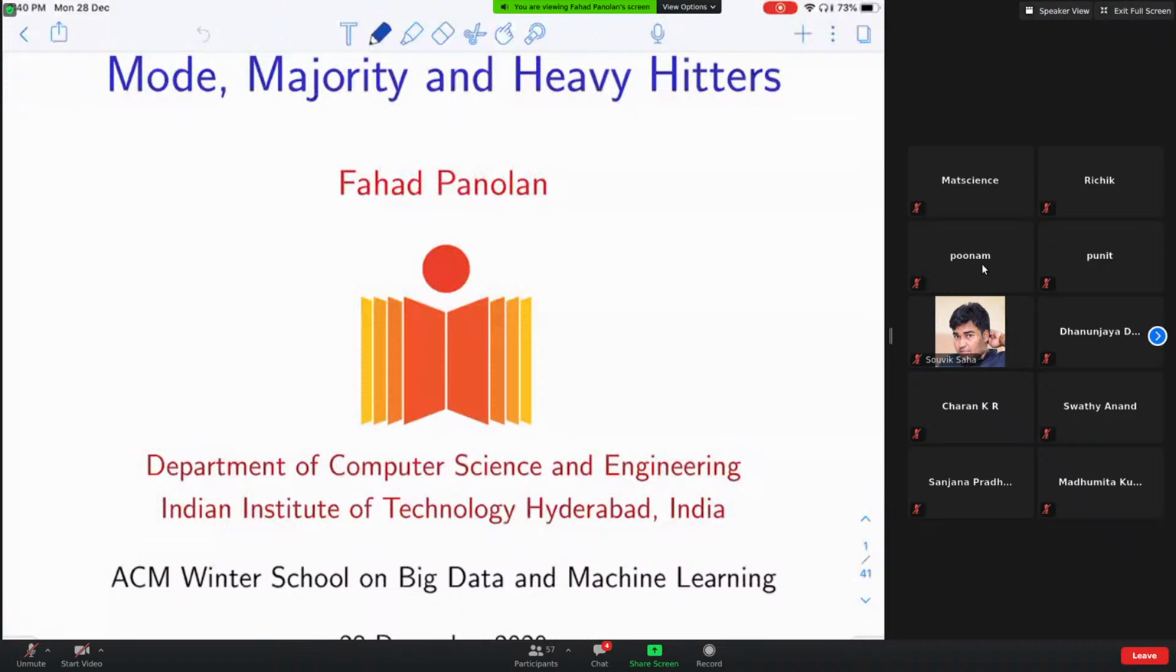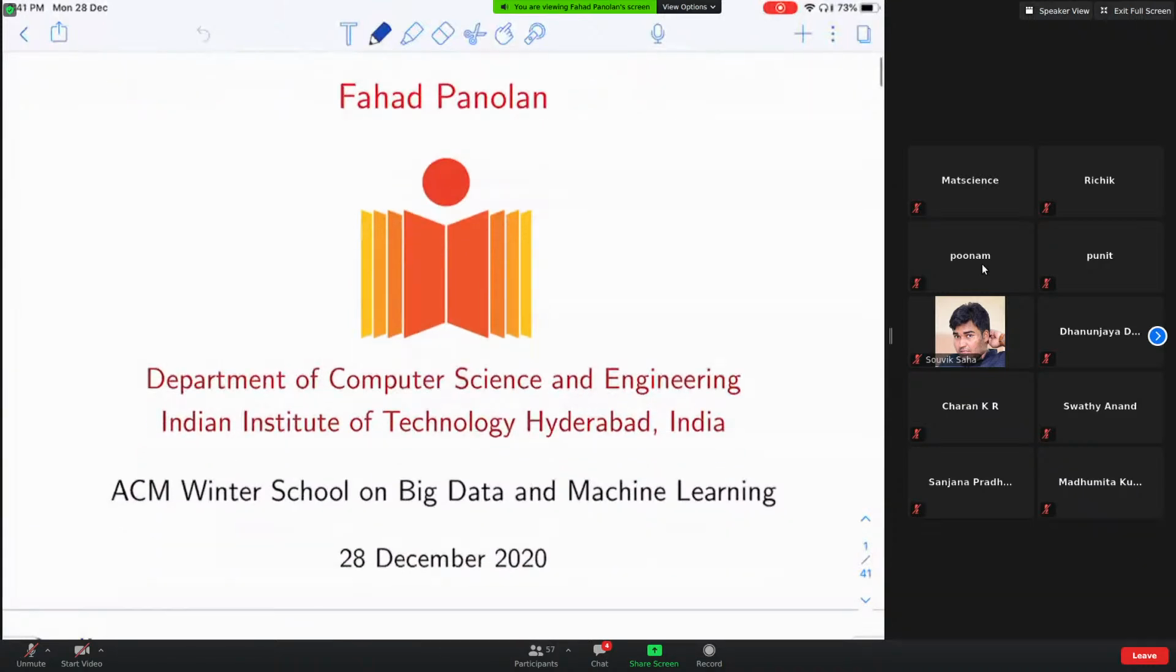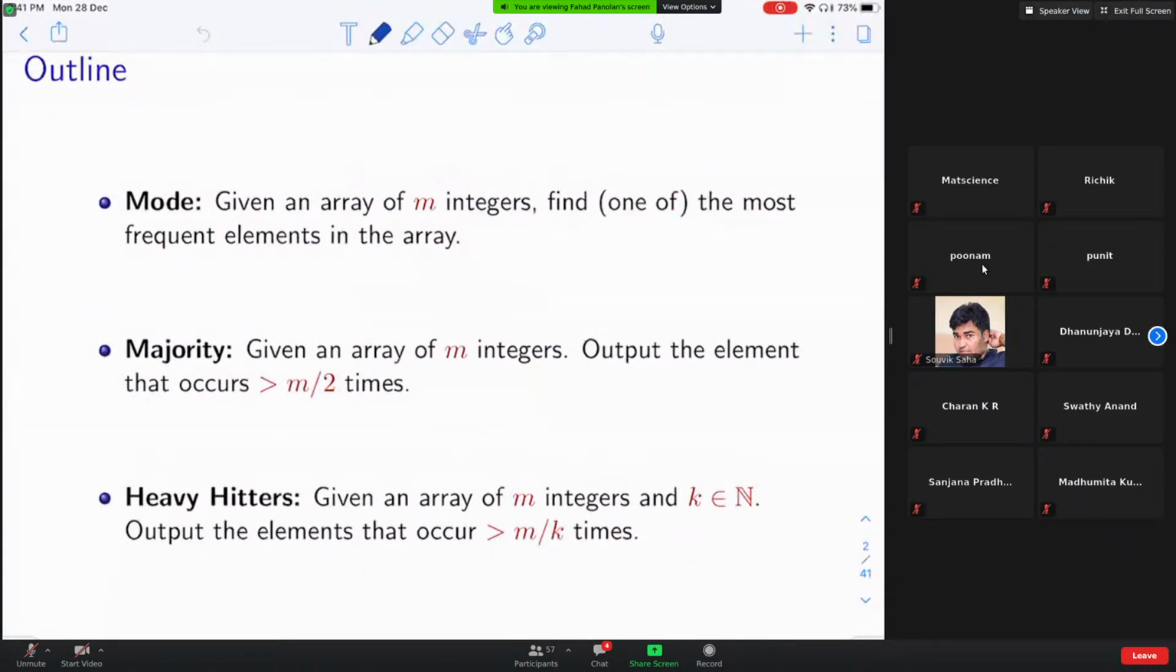Okay, so let us start then. I will be talking about three problems. One is mode, the other is majority, and the third one is heavy hitters. All these problems are more or less very related. Let us follow the first lecture strategy: if you don't understand, just write a -1. You can also feel free to unmute and say things if you want me to explain something more. So here is the outline of the talk: mode, majority, and heavy hitters.